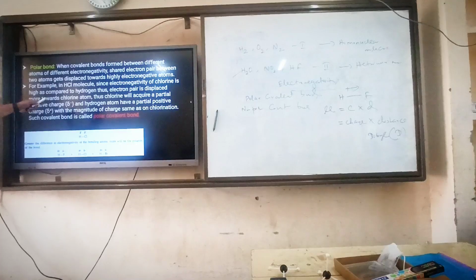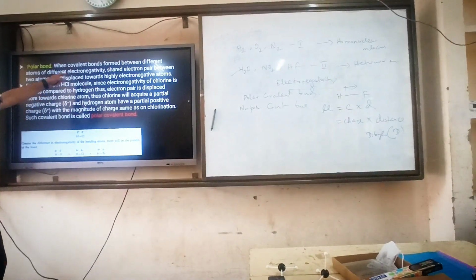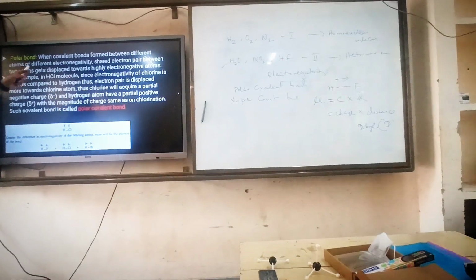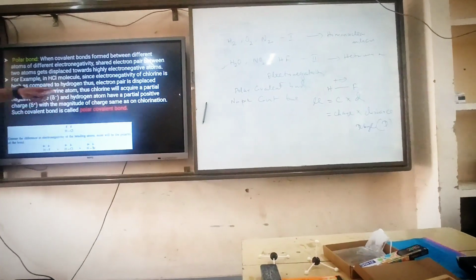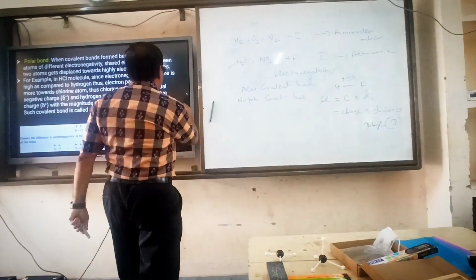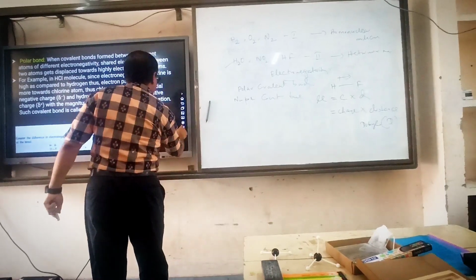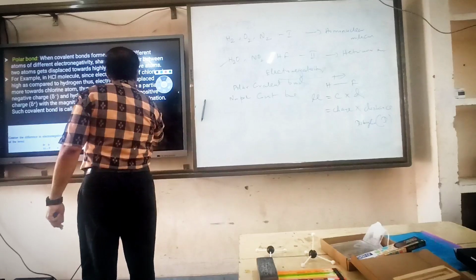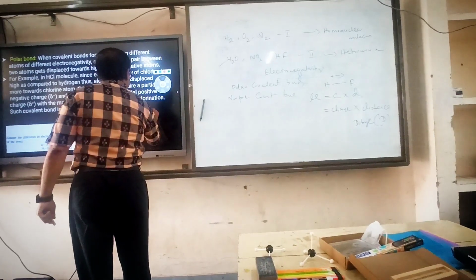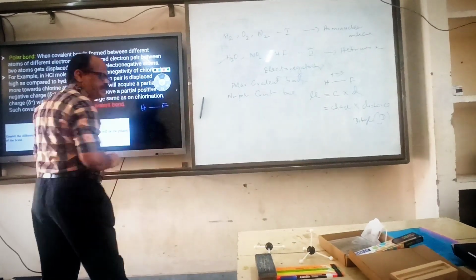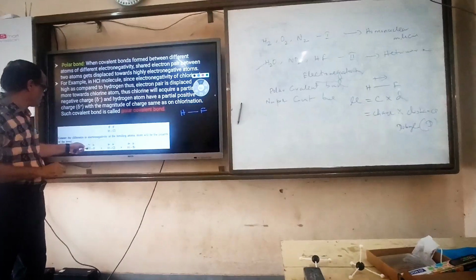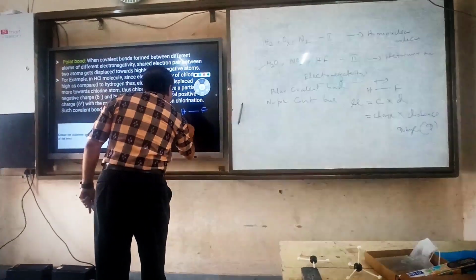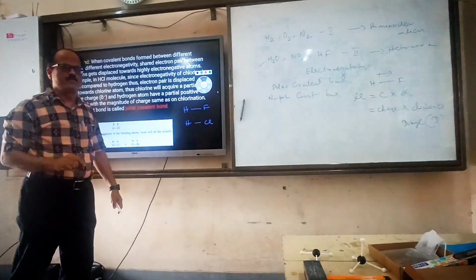Here it is very clearly written: in case of a polar covalent bond, charge separation is there, and it is explained here. Just now we have written HF, very clearly, and next I am writing HCl.